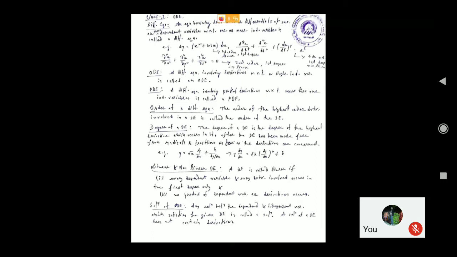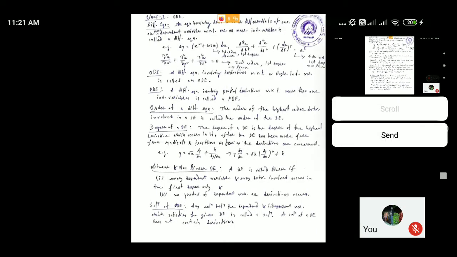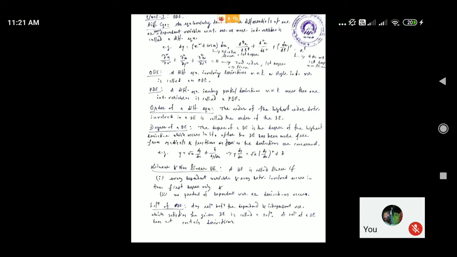For the first slide, all these things are written. What is a differential equation? Then what is a partial differential equation? What is the order of a differential equation, degree, etc. Linearity, non-linearity, all these things. A differential equation is an equation of one or more dependent variables with respect to one or more independent variables. For example, here one differential equation is given.